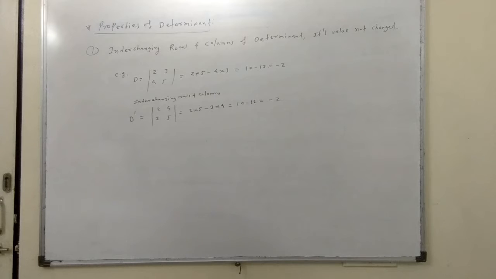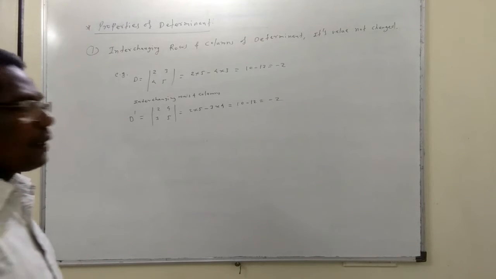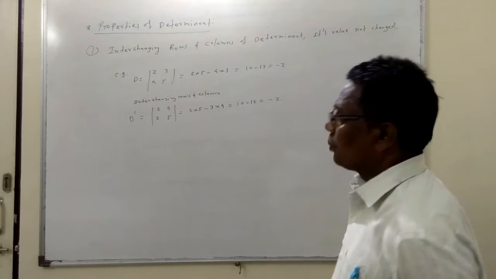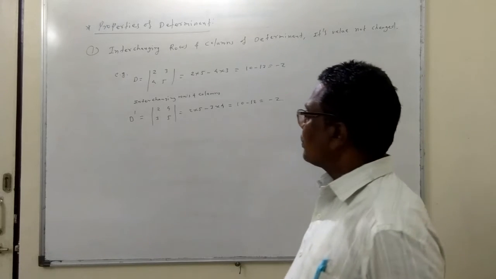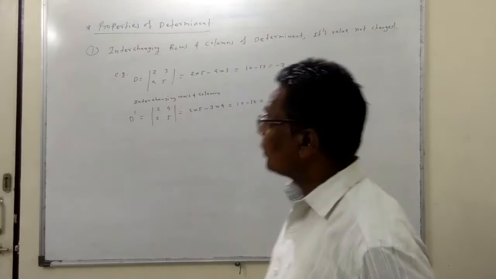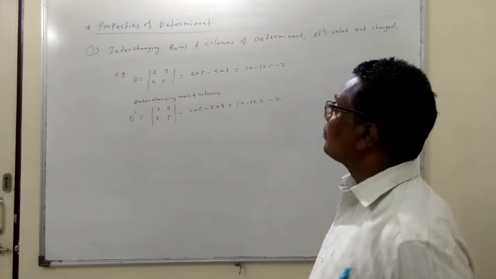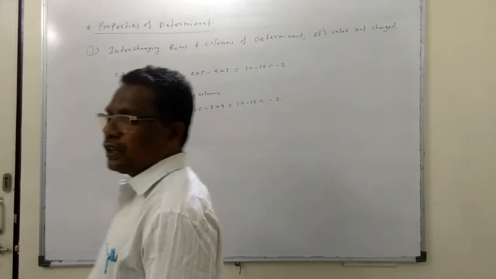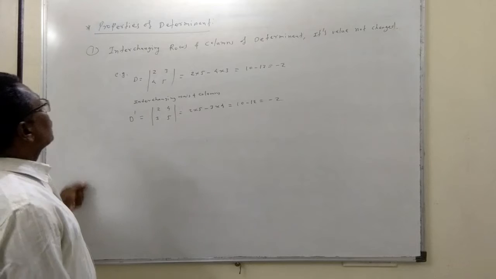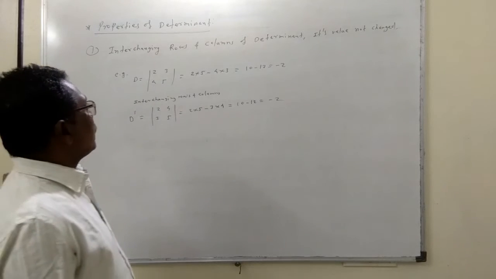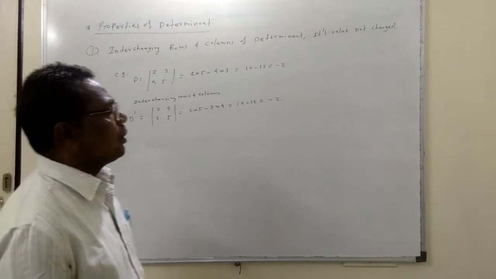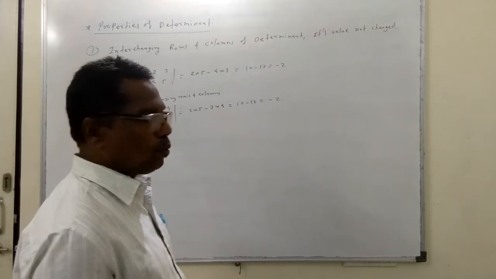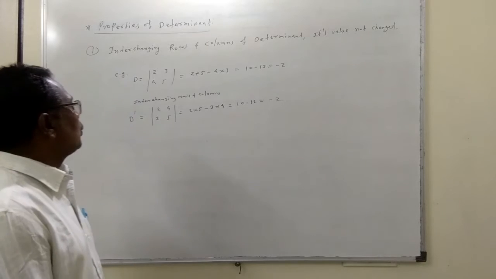In this lecture we will study a very important article in determinants, properties of determinants. By applying the properties of the determinant, the time of calculation of the value of a determinant is reduced. Also these properties are useful to compare determinants with matrices. So first property: interchanging rows and columns of a determinant, its value is not changed. If we write rows as columns and columns as rows, the value is not changed.